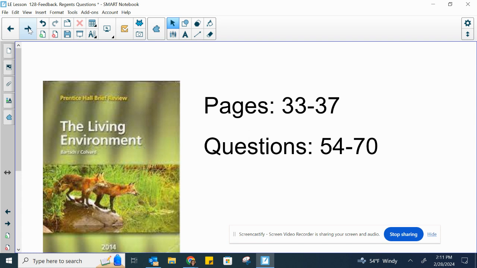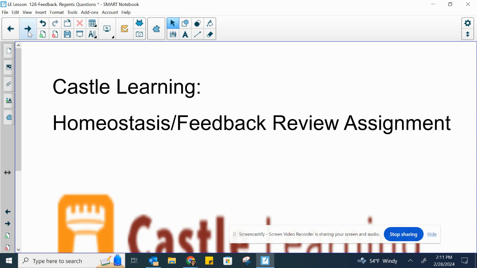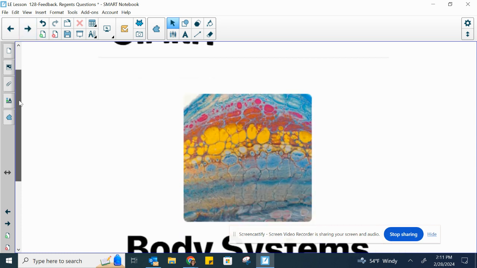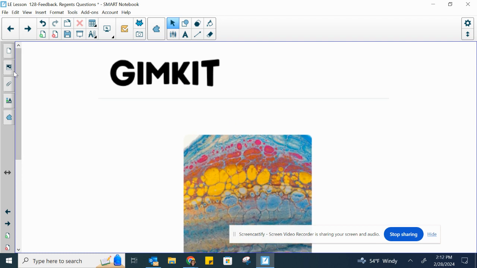Questions 65 through 70 are short answer questions, so make sure you are writing those on a separate piece of paper. Once you have that done, there is also a Castle Learning assignment on homeostasis feedback. I think it's only maybe 16 questions, could only be 10, can't really remember. And then in this post is also the Body Systems GIM kit.